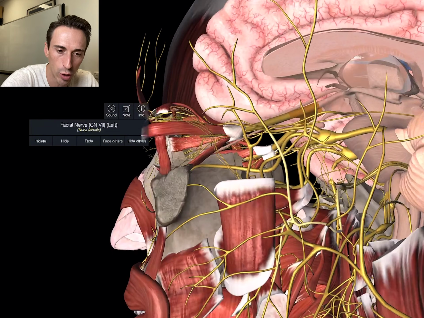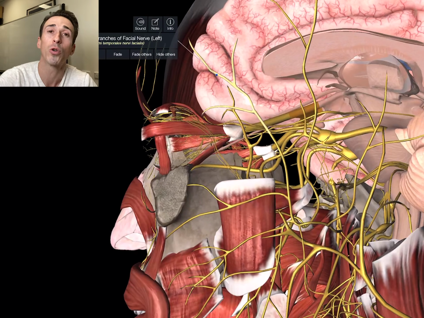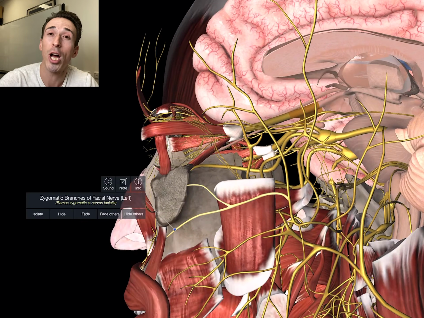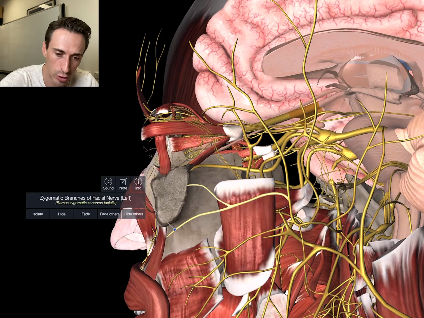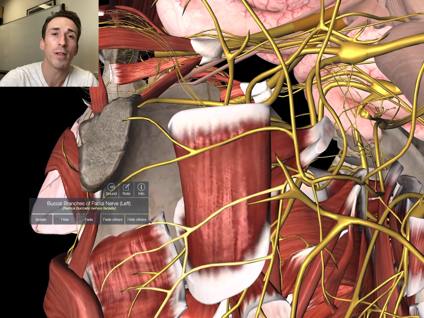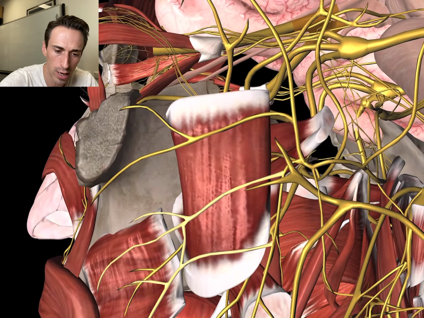We've got this facial nerve. We've got a branch up here called the temporal branch. So that's 1. We've got the zygomatic branch. That's 2. We've got the buccal branch. That's 3.